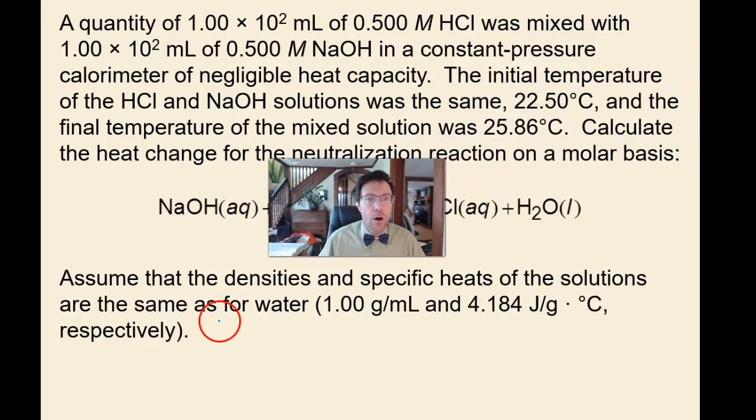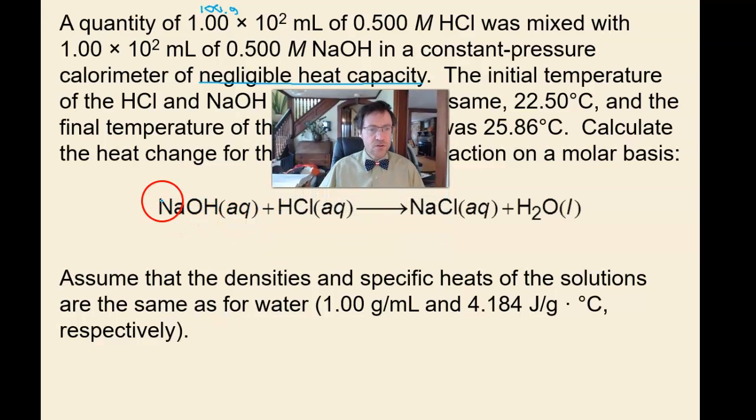All right, let's read this one up here. A quantity of 100 grams of 0.5 molar HCl is mixed with 100 grams of 0.5 molar NaOH in a constant pressure calorimeter of negligible heat capacity. The initial temperature of the HCl and NaOH solutions was the same, 22.50, and the final temperature of the mixed solution was 25.86 degrees Celsius. Calculate the heat change for the neutralization.